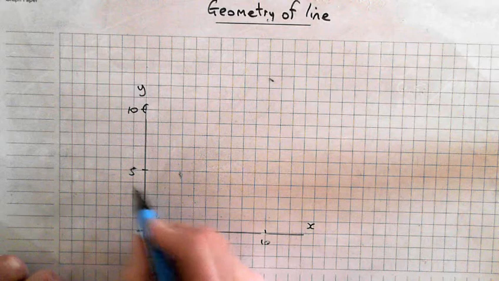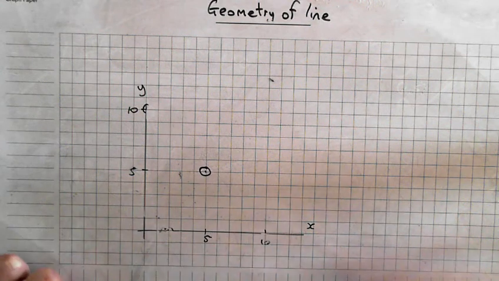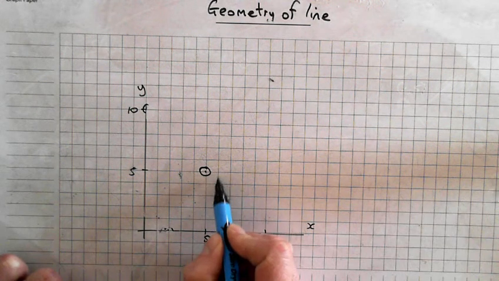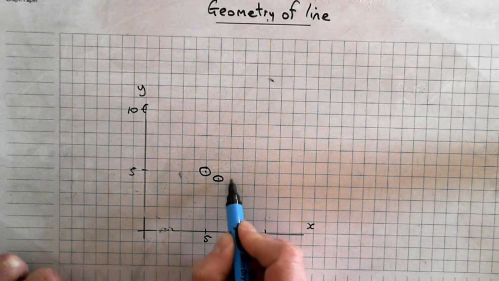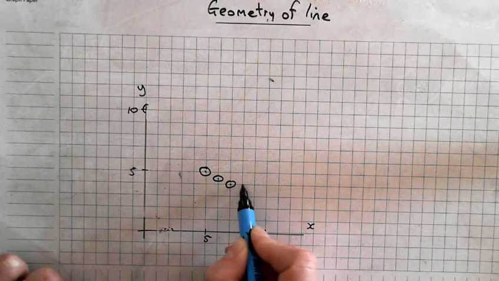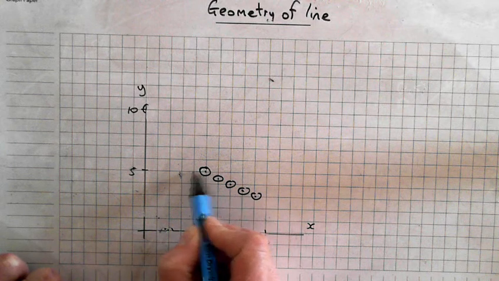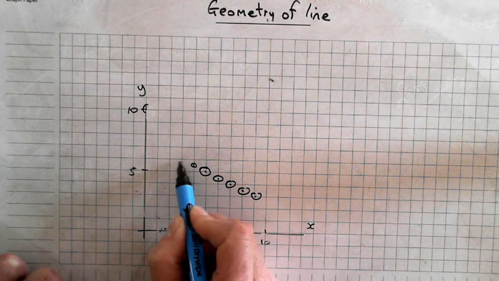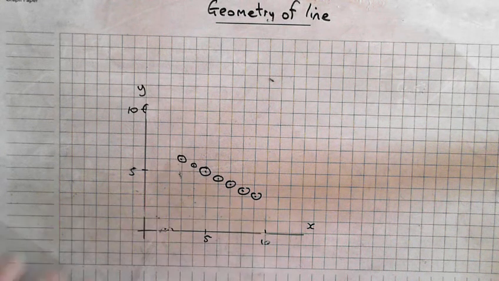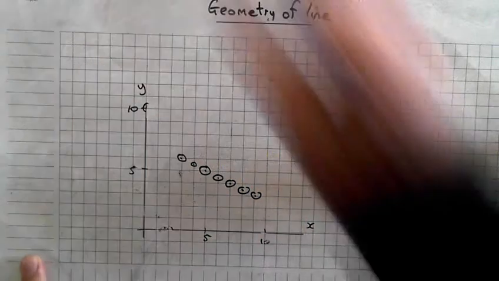Now what about if I was given the point 5, minus a half? So step right 1, down a half. Right, down a half. Right, down a half. Right, down a half. Start here, left, up a half. Left, up a half. Is that okay? Easy enough?